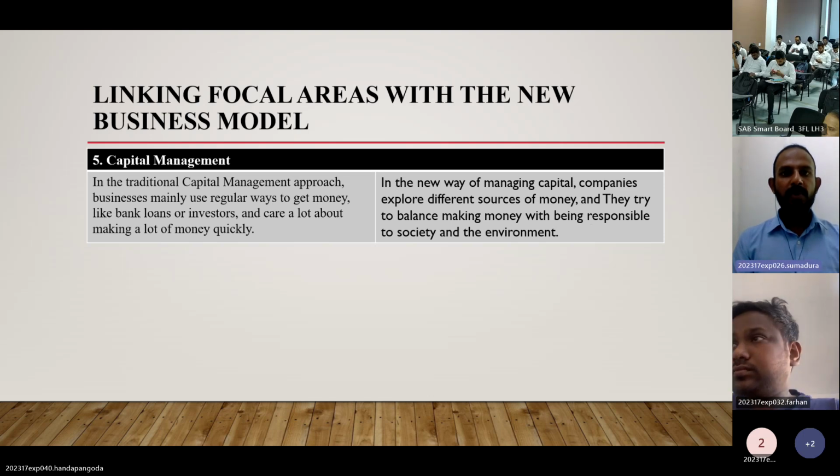As my final focal area, that is capital management. In the past, we mainly got money from banks or investors, and our focus was on making lots of money fast. Now we are looking in different places for funds, and we want to make money responsibly, thinking about society and the environment too.